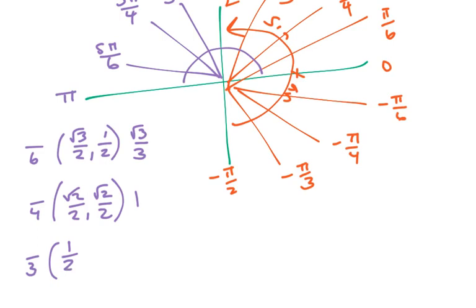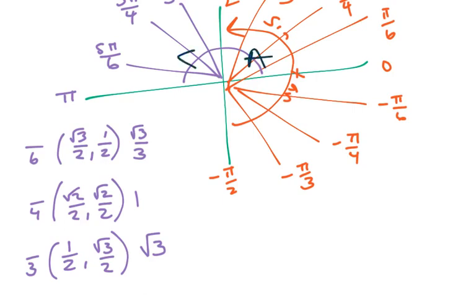And then every pi over 3 is 1/2 and root 3 over 2. And my tangent is just root 3. And then if you can fill out one of those quadrants, or if you can make a note like that, you don't have to fill out the whole thing. You just need to know your positive and negative signs.